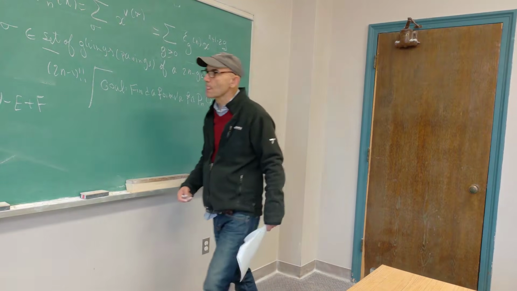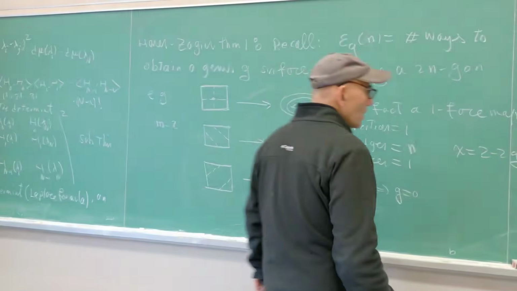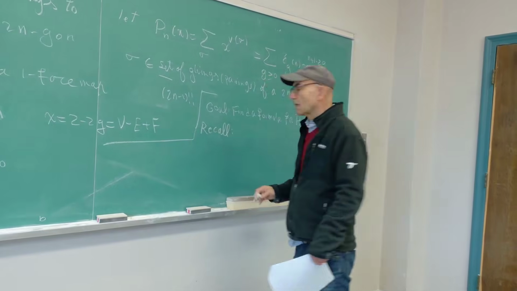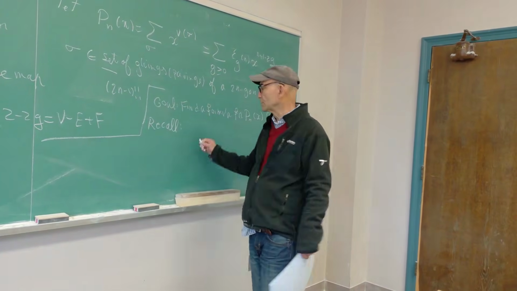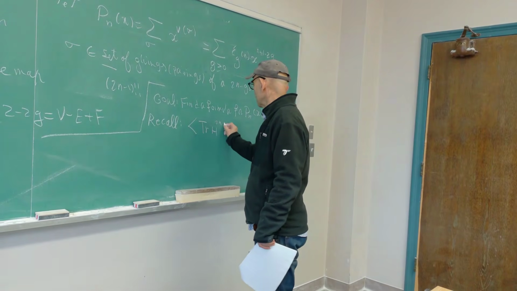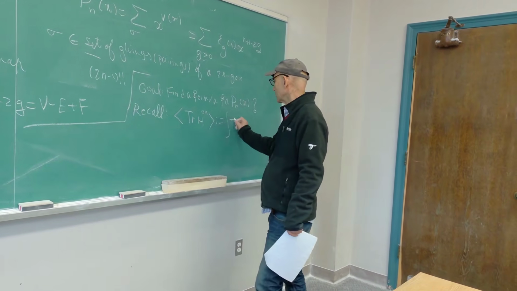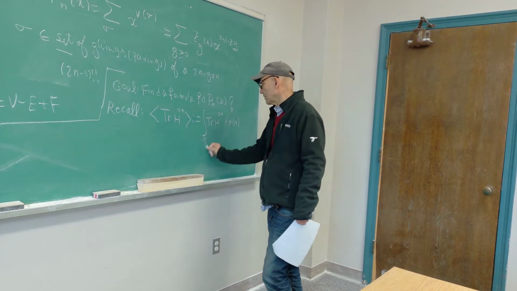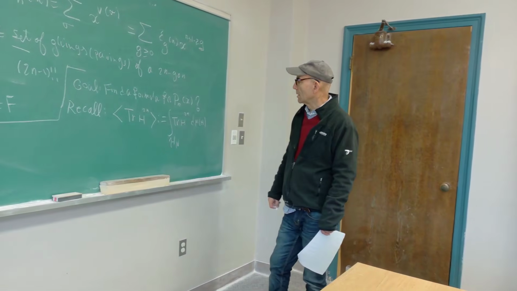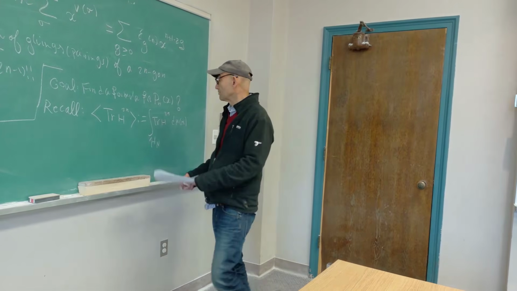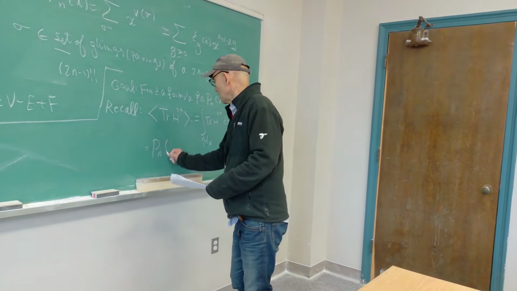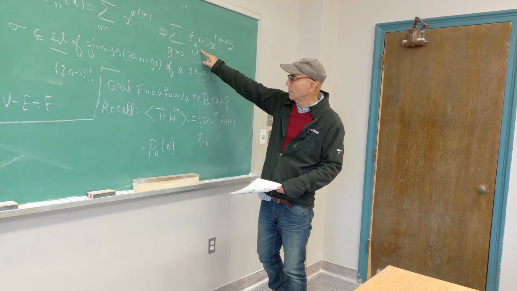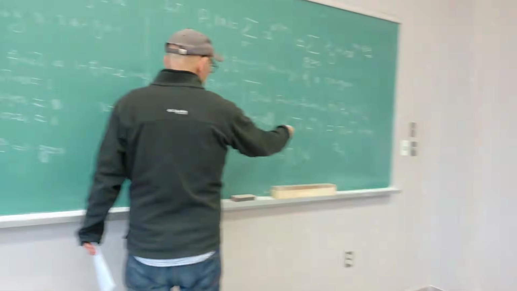So one of the things that we observe, again, if you recall, we showed that if we compute the expectation value of the trace of H^{2n}, which by definition is equal to the integral of the trace of H^{2n} dv(H) over H_n, this is exactly P_n(n). But the proof was based on Wick's formula.